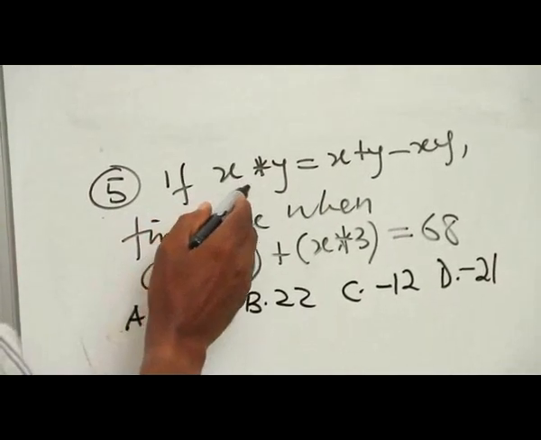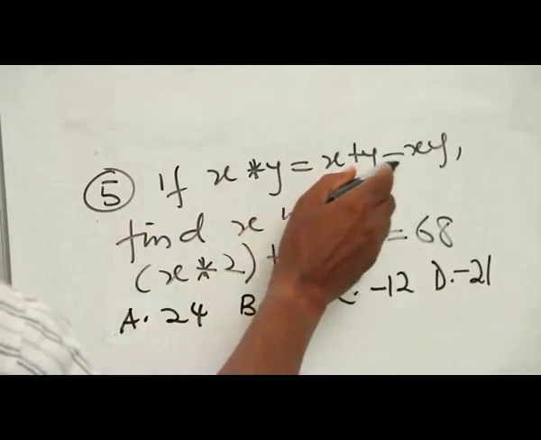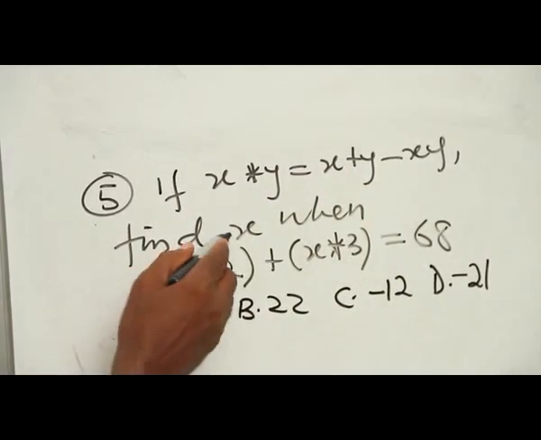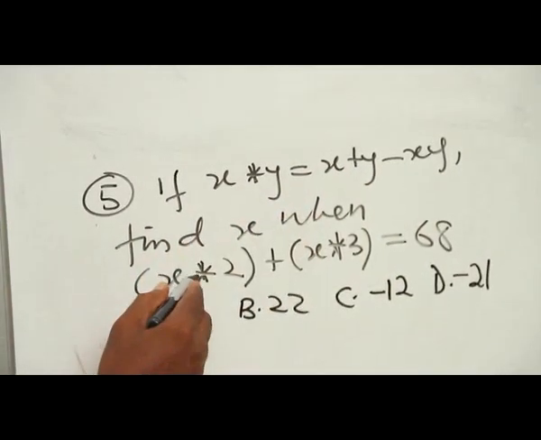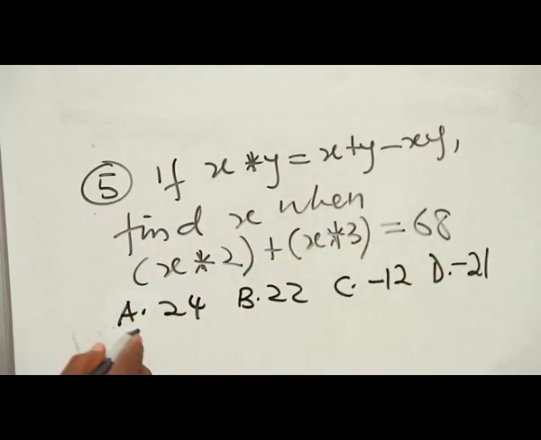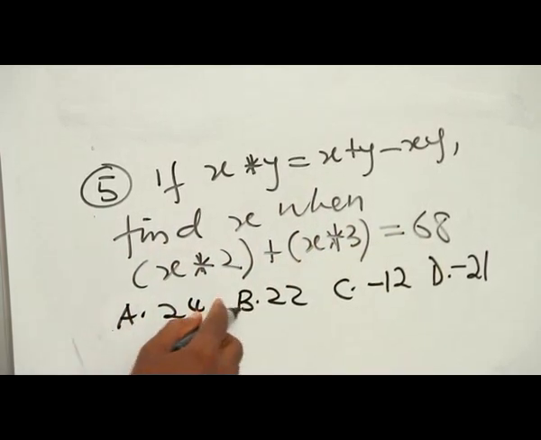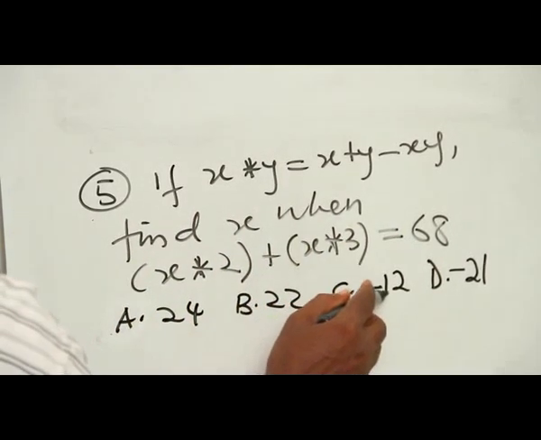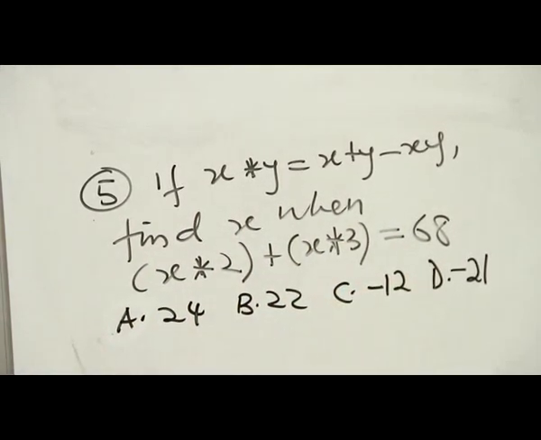Question number 5. If S operated on Y is equal to S plus Y minus SY, find S when S operated on 2 plus S operated on 3 equals 68. Options are A, 24, B, 22, C minus 12, D minus 21.